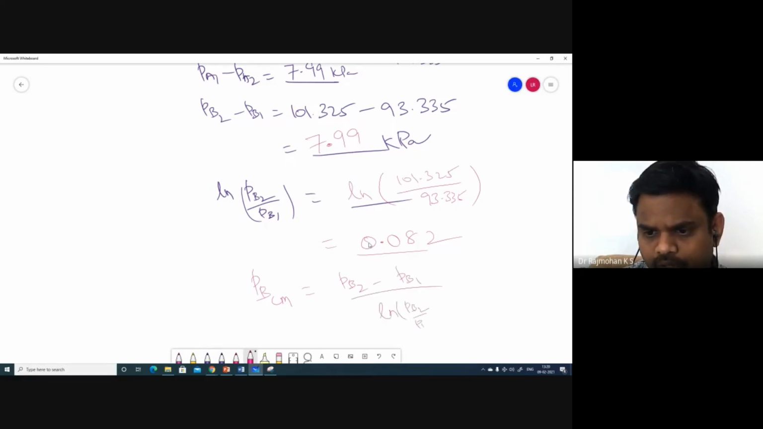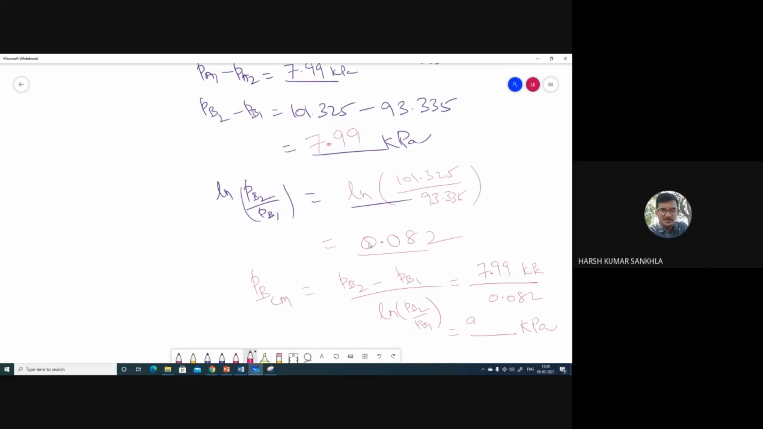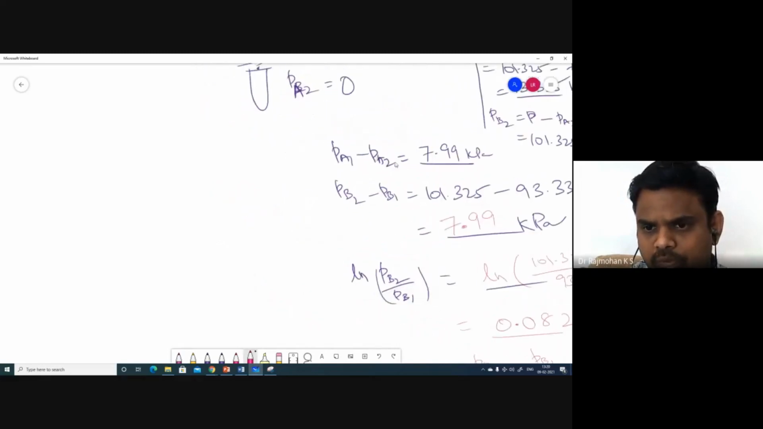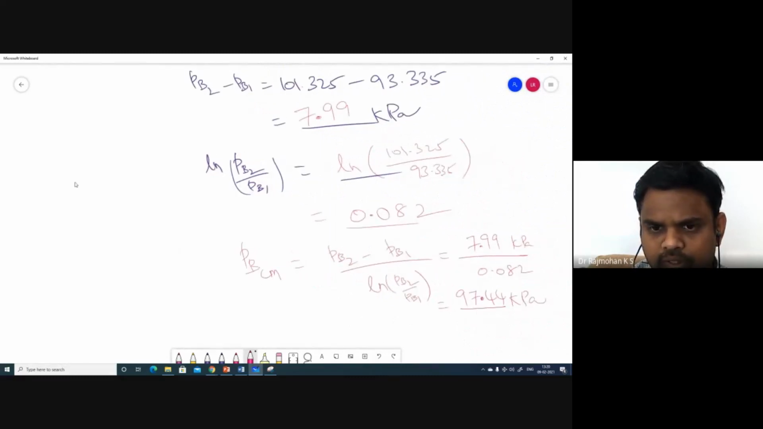by PB1, which is 7.99 kilopascal divided by 0.082 gives us PB logarithmic mean. How much? 97.44 kilopascal. Okay, so we have PA1 minus PA2 value 7.99. We have PB logarithmic mean value 97.44 kilopascal.